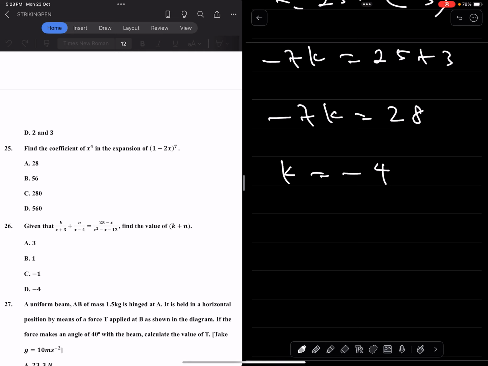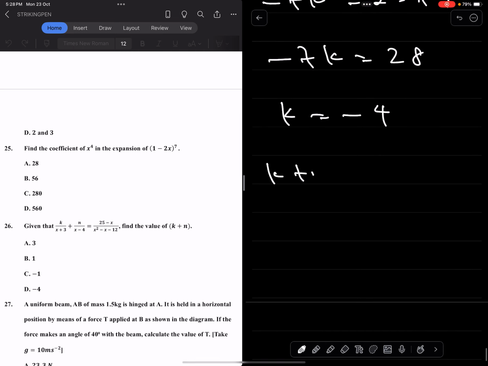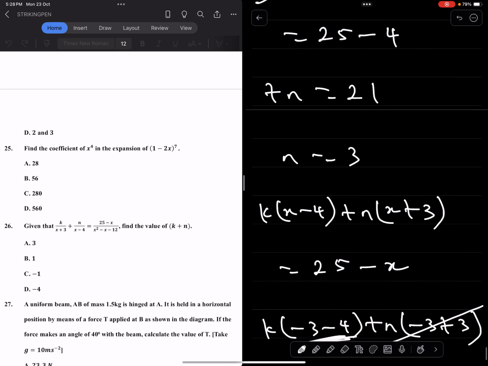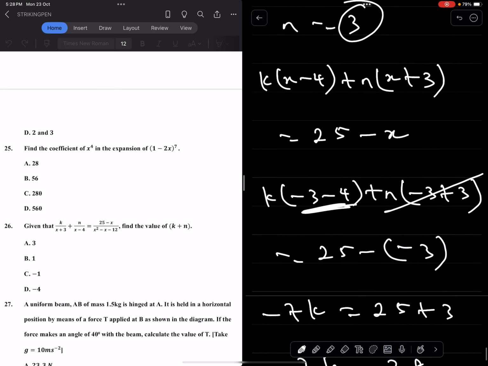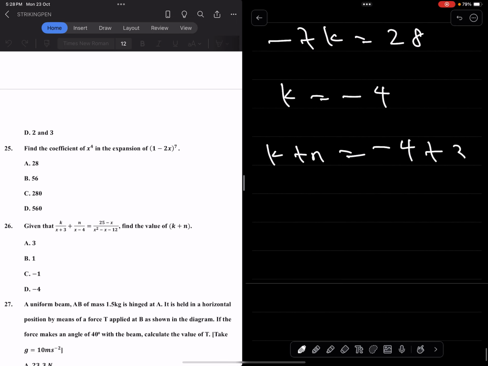And the question says find the value of k plus n. What did I get? What's n? n is 3. That means k plus n is minus 4 plus 3, which is minus 1. And the correct option is C.